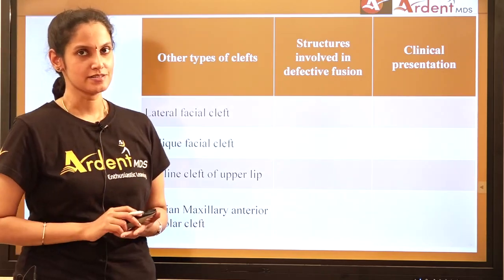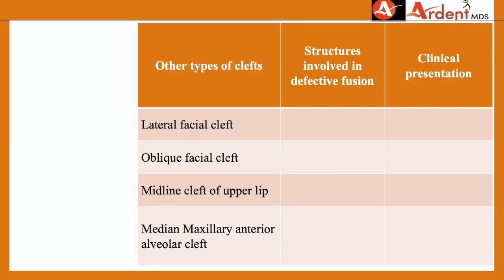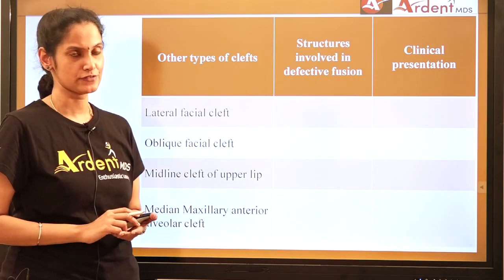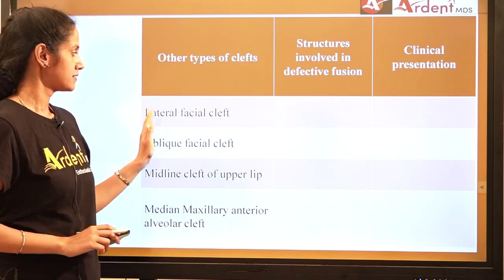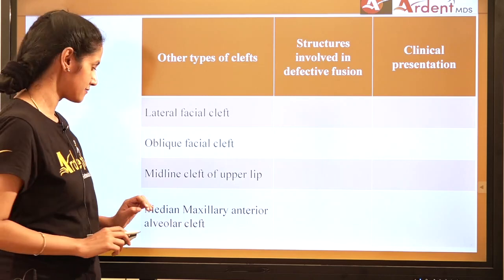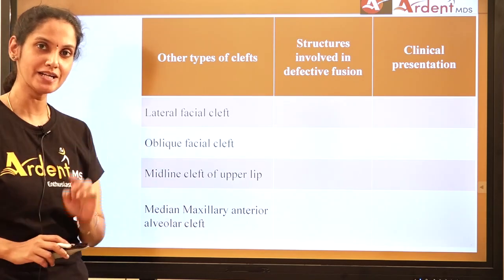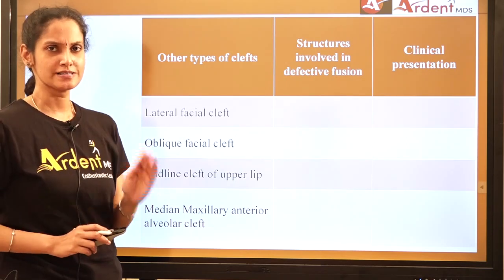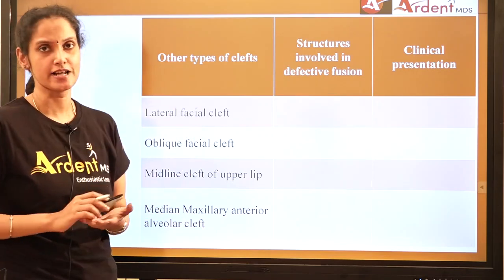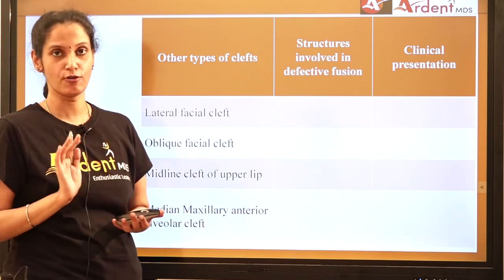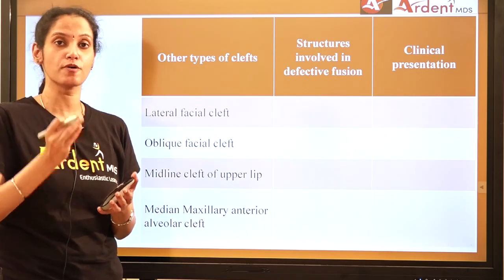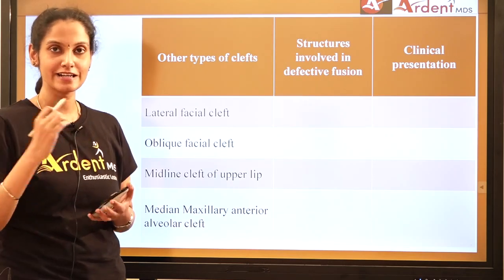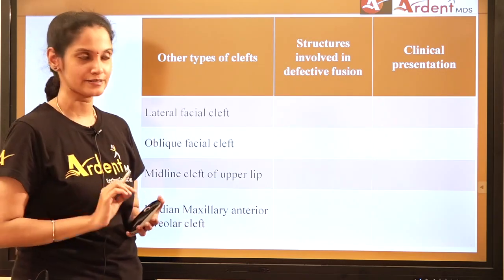Now, not just this. You should know about the other types of cleft lip and cleft palate. Mainly, the clefts involving the oral maxillofacial region. The other clefts are the lateral facial cleft, oblique facial cleft, the midline cleft of the upper lip, and the median maxillary anterior alveolar cleft. Okay. Two important things at least you should remember as far as various clefts are concerned. How is the cleft formed? Defective fusion of which processes results in the cleft, and how is the clinical presentation? Where exactly does the cleft occur? Which are the structures affected?